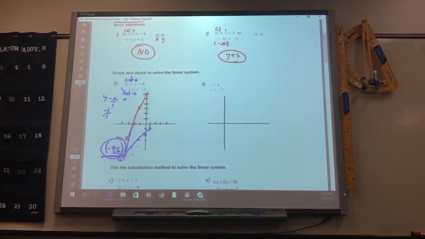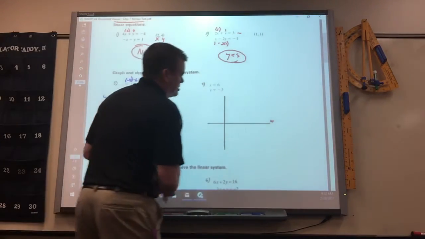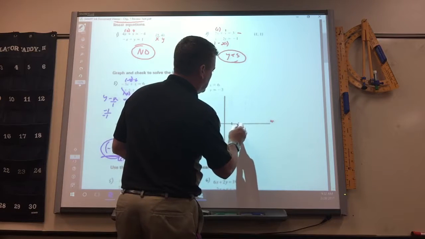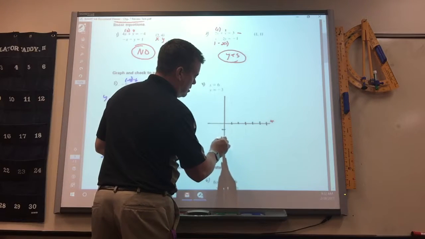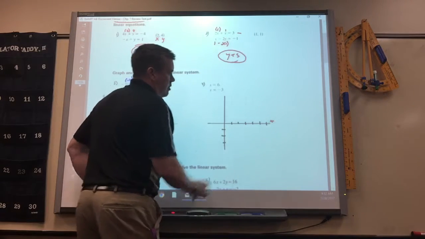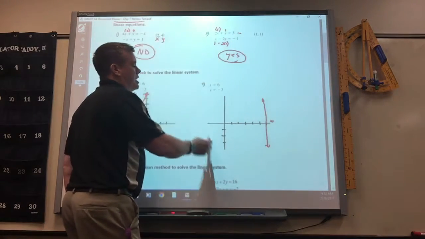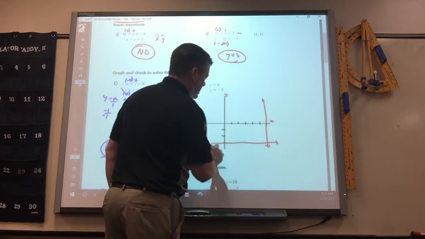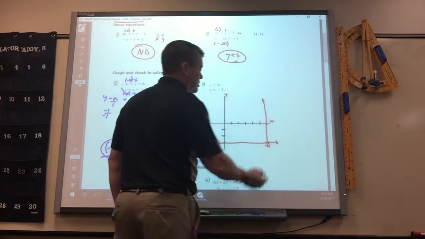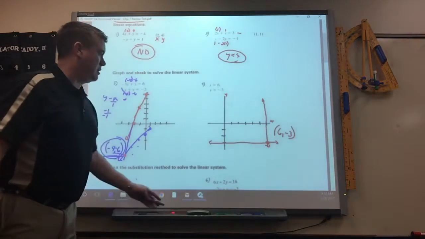So the next ones are the easiest ones to graph. X equals 6 crosses the x-axis at 6. That is the straight up line that goes through 6. And then y equals -3 crosses the y-axis at -3. So then, remember to put the solution. It's 6 over 3 down, where they intersect.